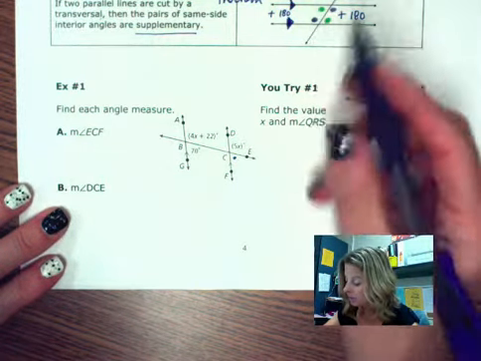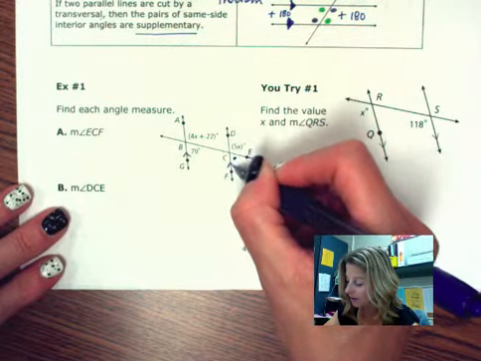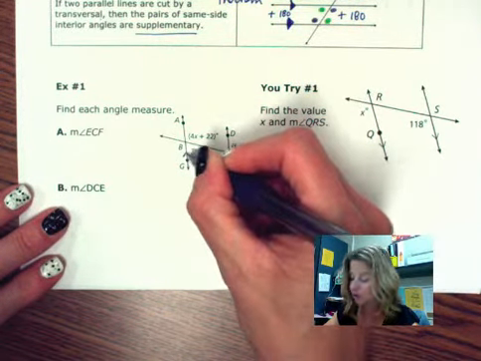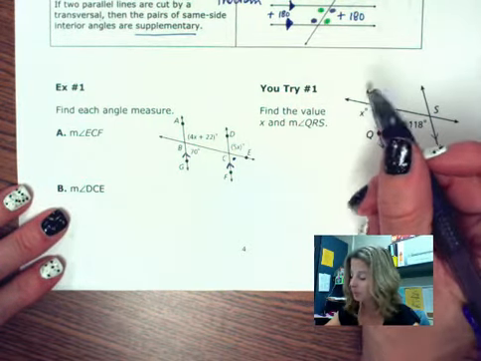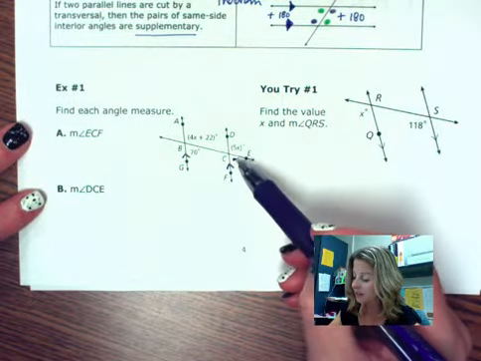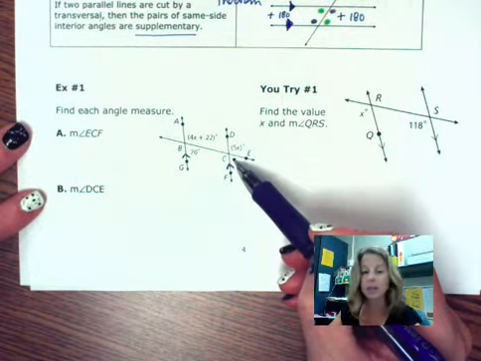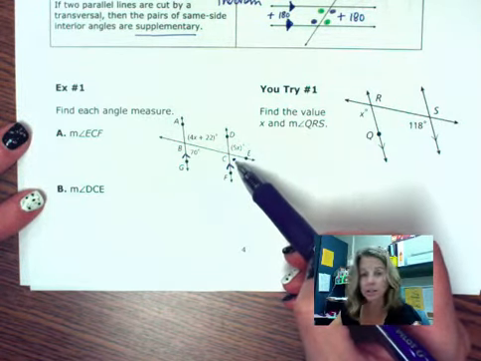The other thing I have to notice is, are my lines parallel? And yeah, they are. I have these marks on my picture. If they're not parallel, none of these properties apply. This only works on parallel lines. So I know that if I can find an angle that is corresponding or is an alternate interior or exterior to the one I have my dot on, then they're congruent.